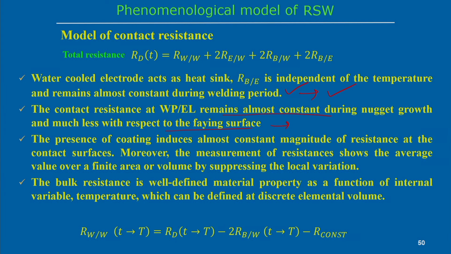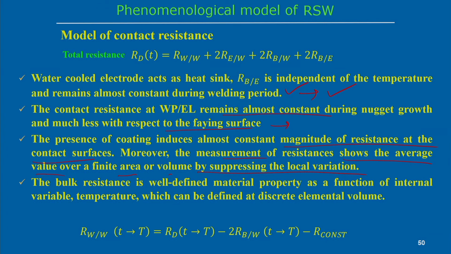Now, the presence of coating induces an almost constant magnitude of the resistance at the contact surface. Therefore, measurement of the resistance shows the average value over the finite area or volume by suppressing the local variation. Although we are talking about the dynamic value of the contact resistance, even if there is a difference over time, we can get a similar kind of total resistance graph. So, coating induces almost constant values of the magnitude of the resistance.